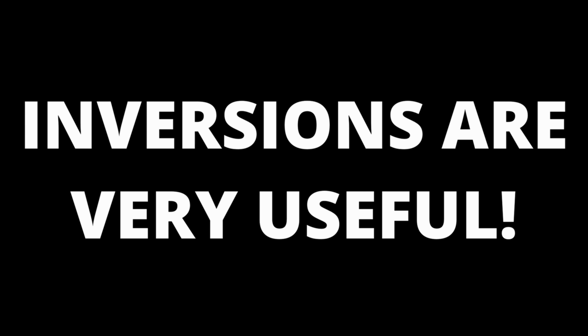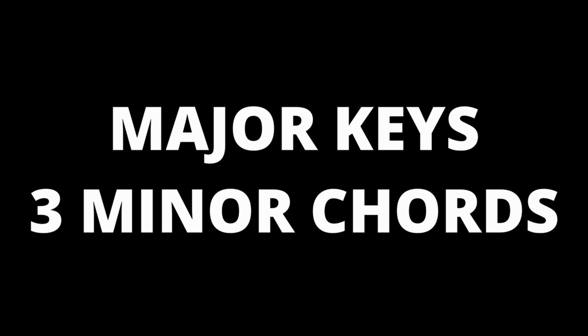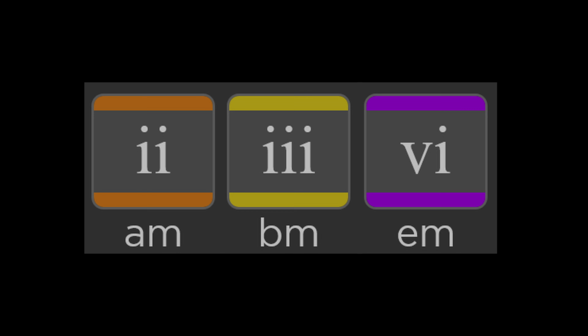I hope you can see from the song example how useful inversions can be for breaking up a song, creating new interest and movement, and withholding certain chords for key moments in the song. It's easy to forget that we are still only using 3 major chords. In major keys, there are 3 minor chords available to you. For example, in the key of G major, these are 2 A minor, 3 B minor, and 6 E minor.